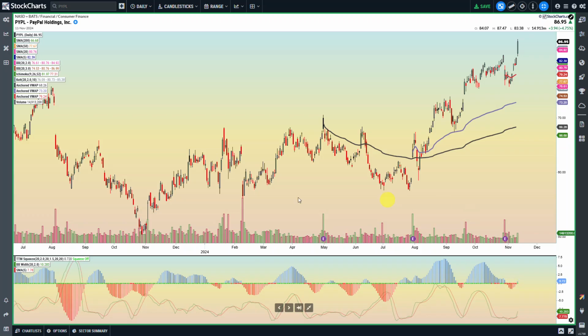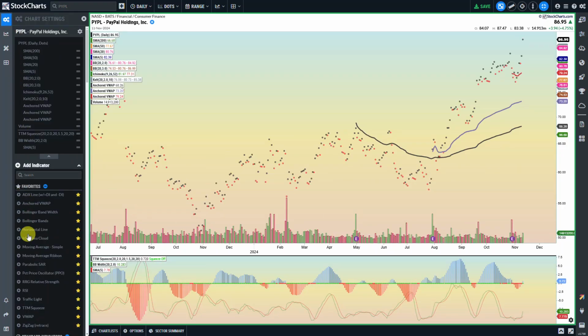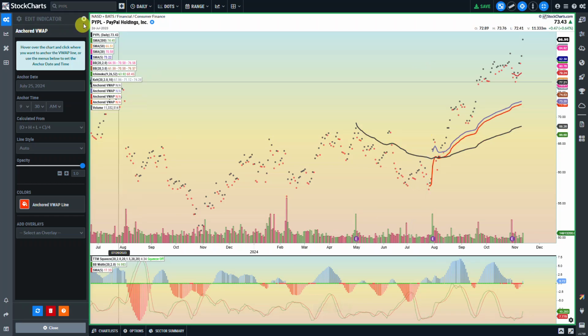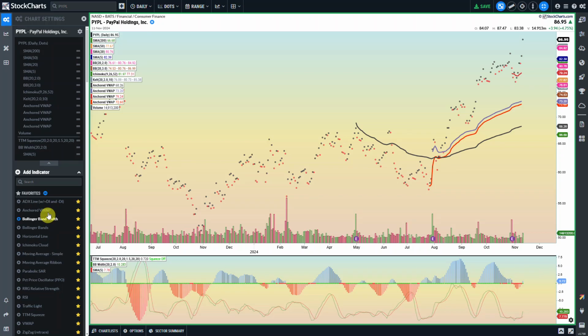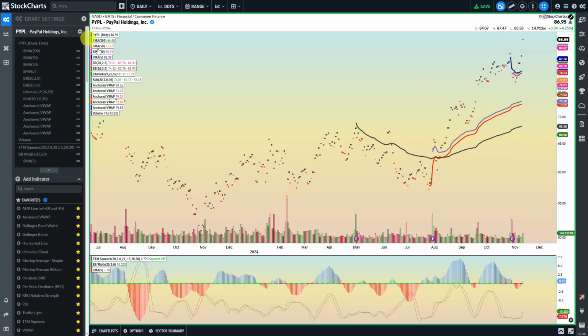Now I can add other anchors to this, and I typically do when I'm doing my analysis. So let's go back to adding some more anchors. I want an anchor off the recent low, which is that dot right there. I like to put anchors off the recent highs, not including today. That's the high. And now I will save this.